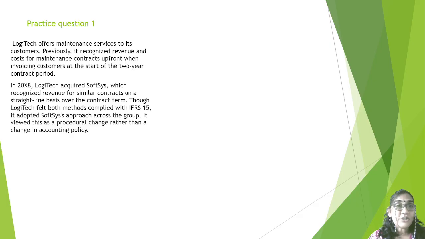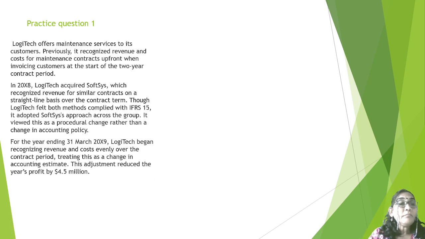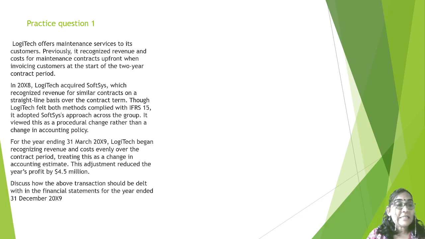Logitech is under the impression that both the systems are in compliance with IFRS 15, which basically is incorrect. For the year ending 31st March, Logitech began recognizing revenue and costs evenly over the contract period, treating this as a change in accounting estimate. This adjustment reduced the year's profit by 4.5 million. Discuss how the above transaction should be dealt with within the financial statements for the year ended 31st December.